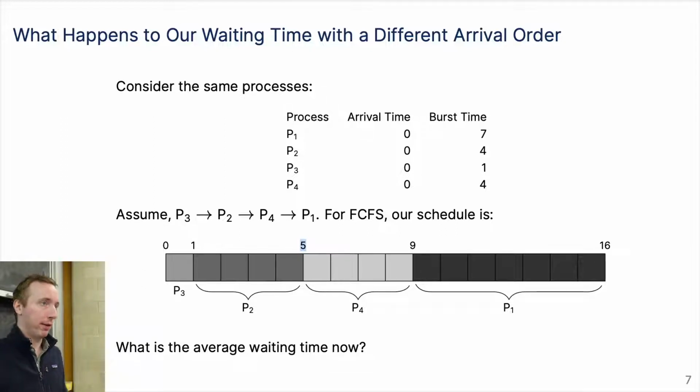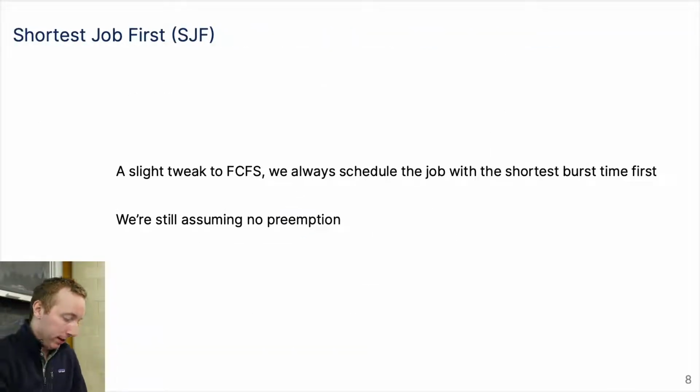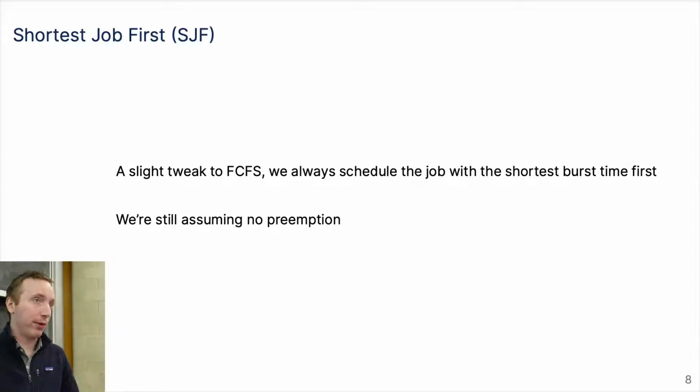3.75. So we reduced our waiting time by half just by changing the arrival order at the same time. So it seems like the arrival order has a pretty significant impact on the average waiting time. If you want to minimize the average waiting time, instead of just doing first come, first serve, you do this, which is just shortest job first.